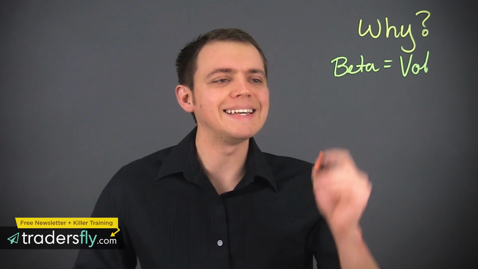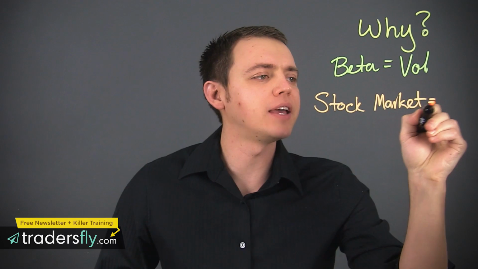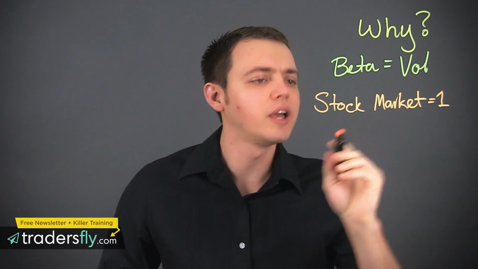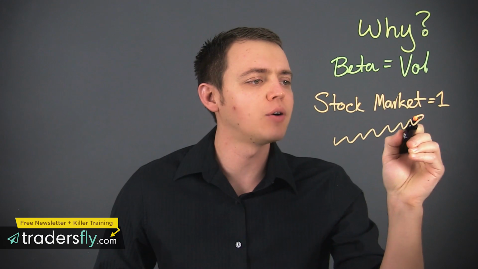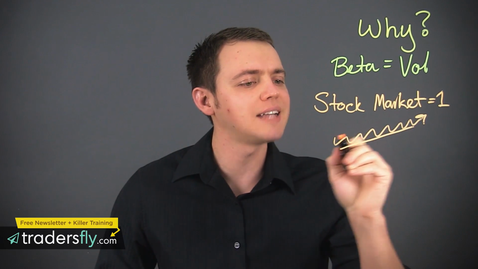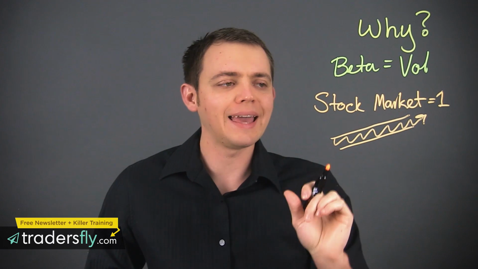So let's look at beta in depth. Basically, the stock market itself has a beta of 1. So if we have the market at a beta of 1, this is how it moves.